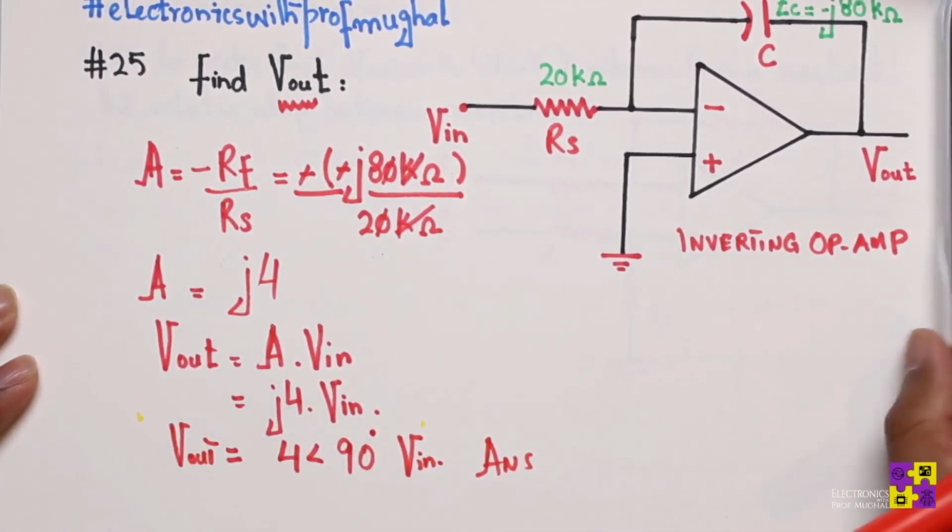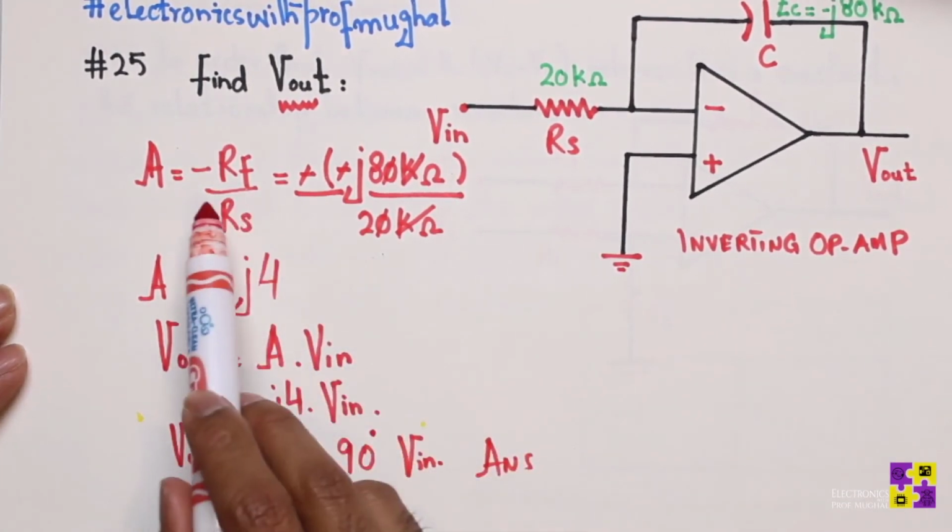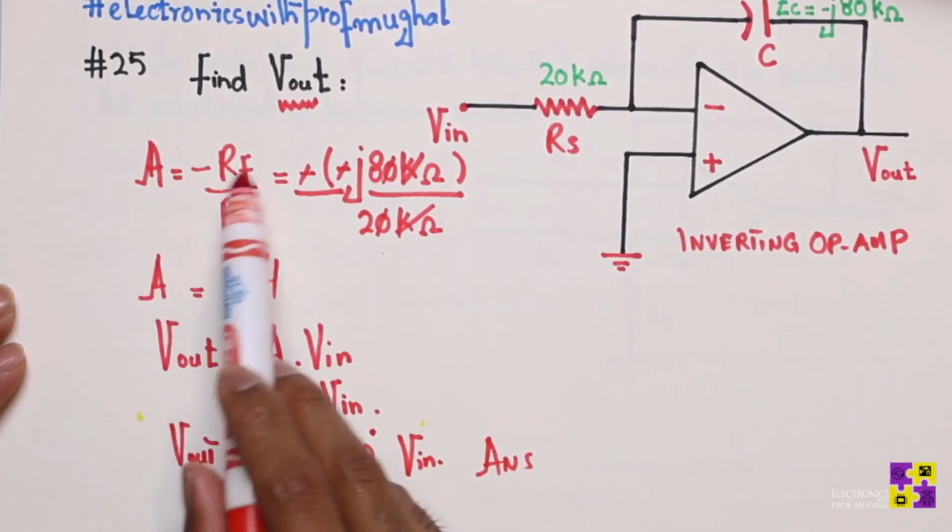Pretty simple. And again, like I mentioned earlier, I've done this many times. A equals negative RF over RS.